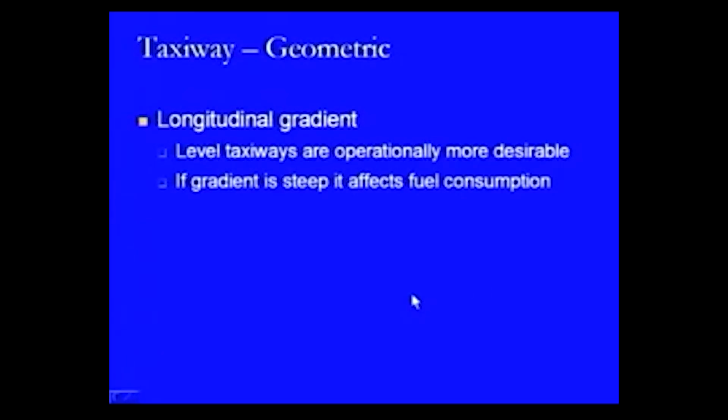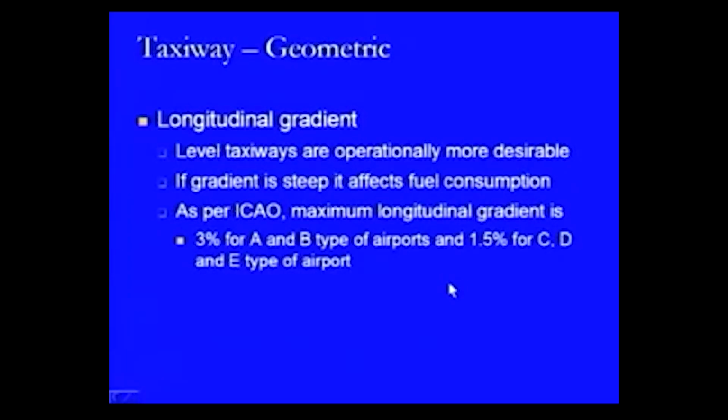If the gradient is steep, then it affects fuel consumption. This is again a similar sort of condition as we have discussed for runway strips. As per ICAO, the maximum longitudinal gradient is fixed depending on the type of the airport, and in the case of A and B type of airport, it is designated as 3% maximum, whereas for C, D and E type of airport, it is defined as 1.5% maximum.